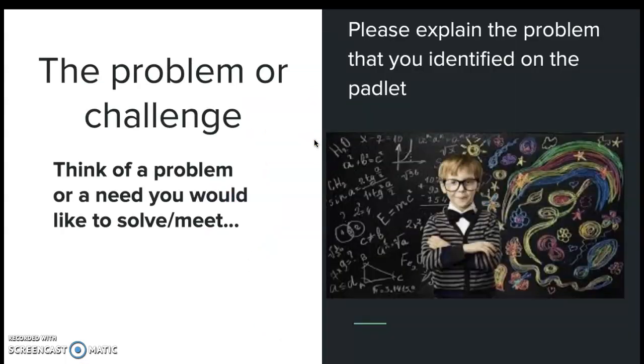So this is the assignment for today. I want you to think of a problem or a need you would like to solve or meet in the community, in the world around you, at home, in school. So you just decide the need or the problem you would like to solve to make the world a better place. So please explain the problem that you identified on the Padlet that I'm sharing with you on the activities.